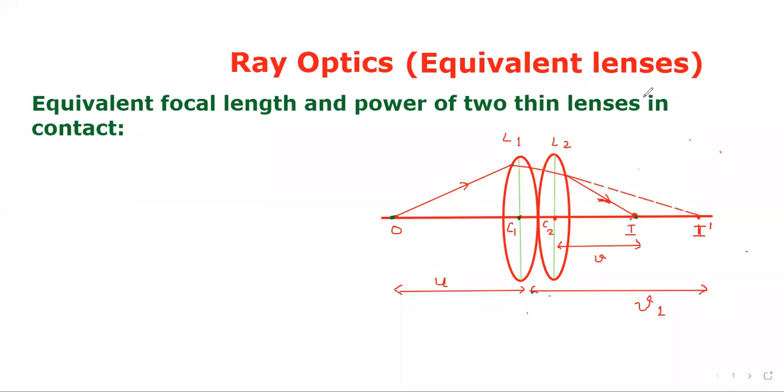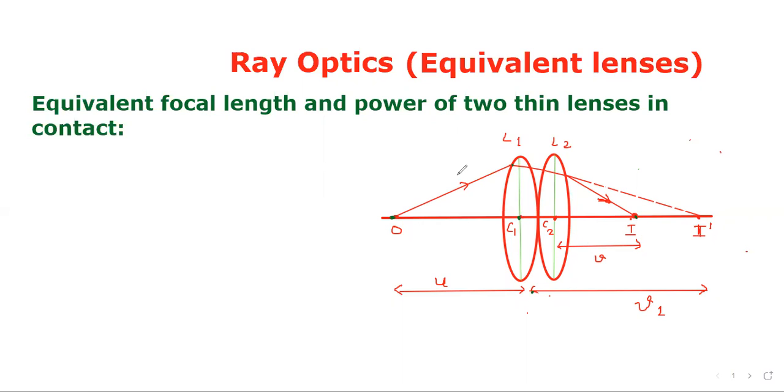Ray optics, equivalent lenses, equivalent focal length and power of two thin lenses in contact. Here, L1 and L2 are two thin lenses. They are in contact. This is object distance C1O, which is U, and image due to the first lens is formed at I dash. So image distance is V1, but because of the second lens, the final image is formed at I. So this distance is taken as V.